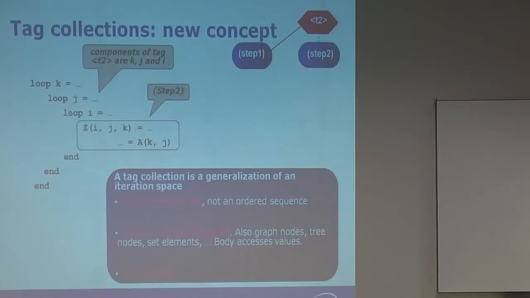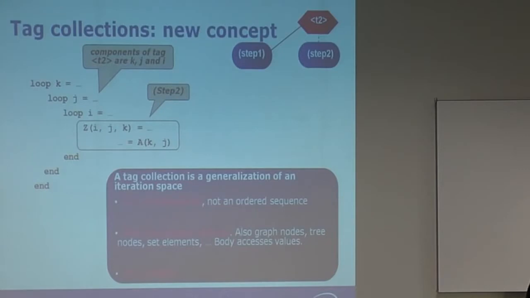Okay, so if we want to show what this actually means, then this is the thing being controlled. That's the equivalent of step 2 up here. And this is the set of indices. And step 1 is producing that set of indices, but we're going to save them in this tag collection called T2. Okay? So now it's not a sequence, but it's an unordered set.